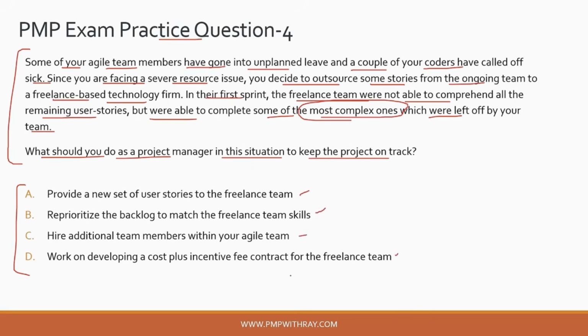So let's start evaluating the options one by one. Provide a new set of user stories to the freelance team. Okay, so that is incorrect, right? So you are already in a sprint, you are already in an iteration working with a set of user stories. Now giving a new set of user stories to this freelance team will not help you anyways to keep the iteration of the sprint on track and taking a step forward the project itself on track, right? So that option is incorrect.